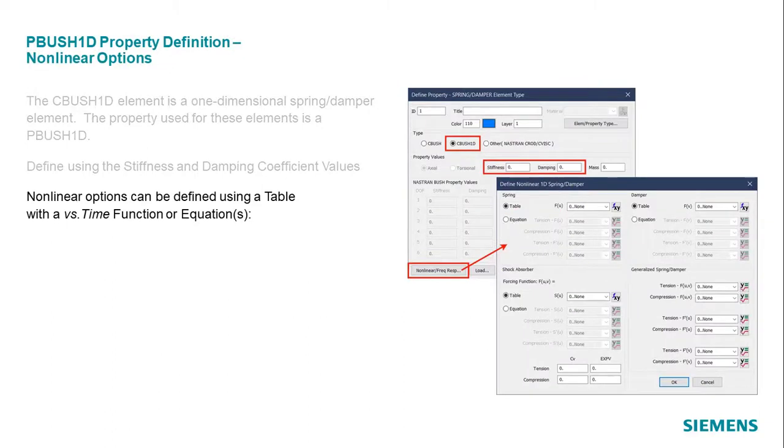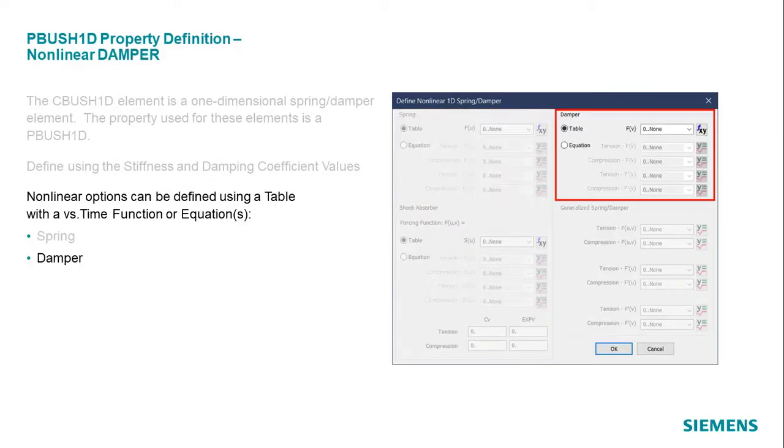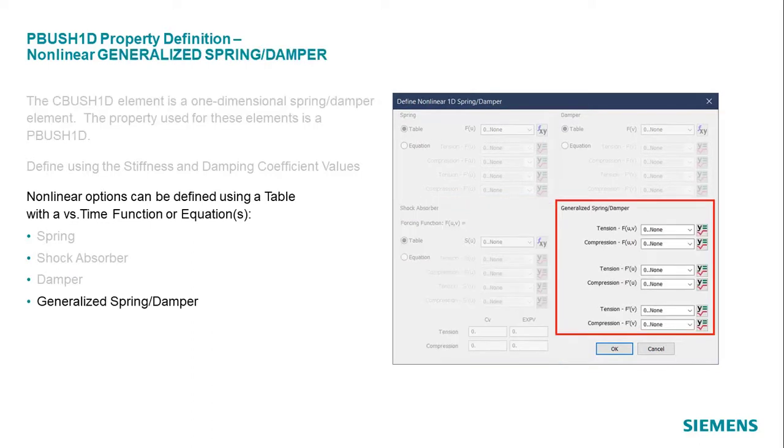Nonlinear spring dampers can be defined using a table with a versus time function or with equations. These options define a nonlinear spring, damper, shock absorber, or a generalized spring damper.